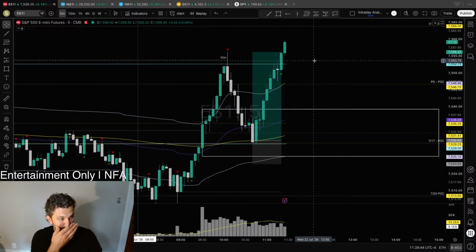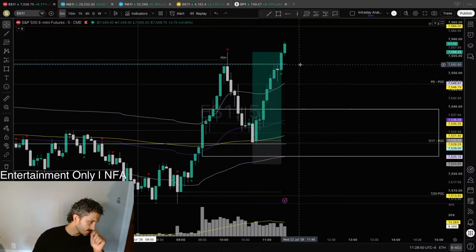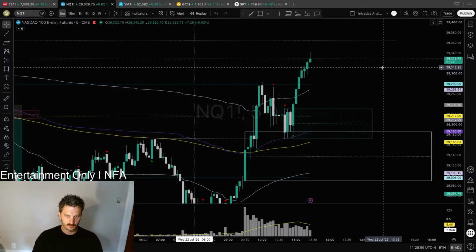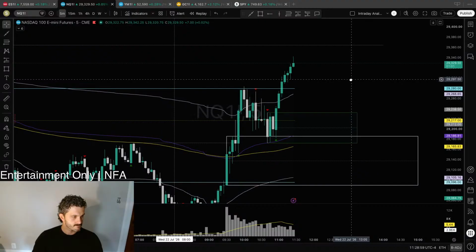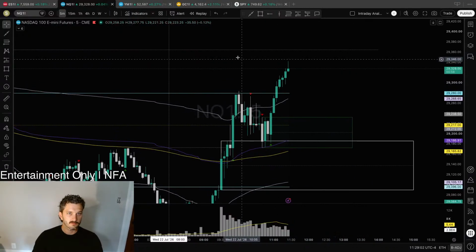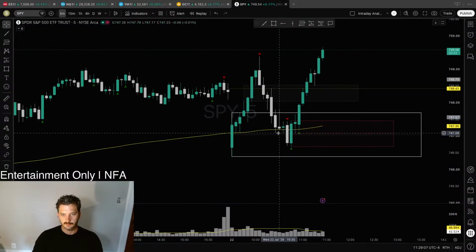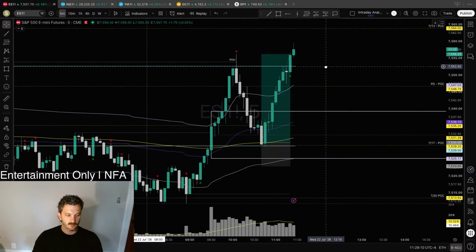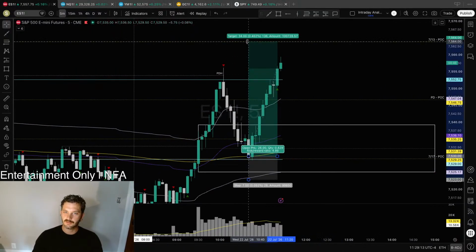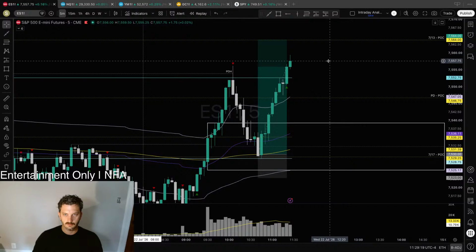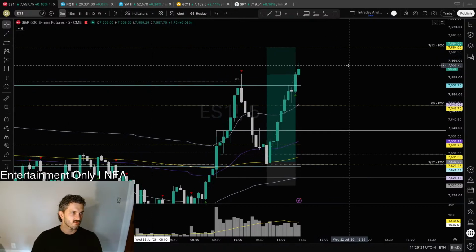I mean, it ripped. Would have been a 26.25 point trade. NQ is also ripping. Everything's ripping. Oh, look at that. I'm thinking that this might go up into the 713 point of control. So 7564 potential target.